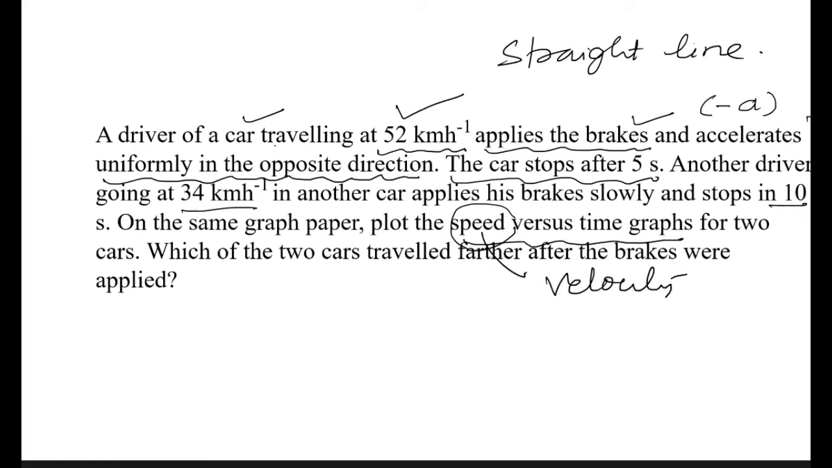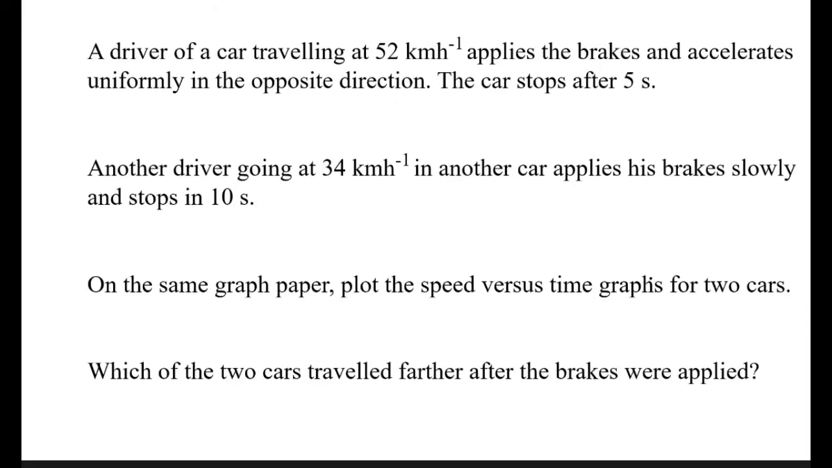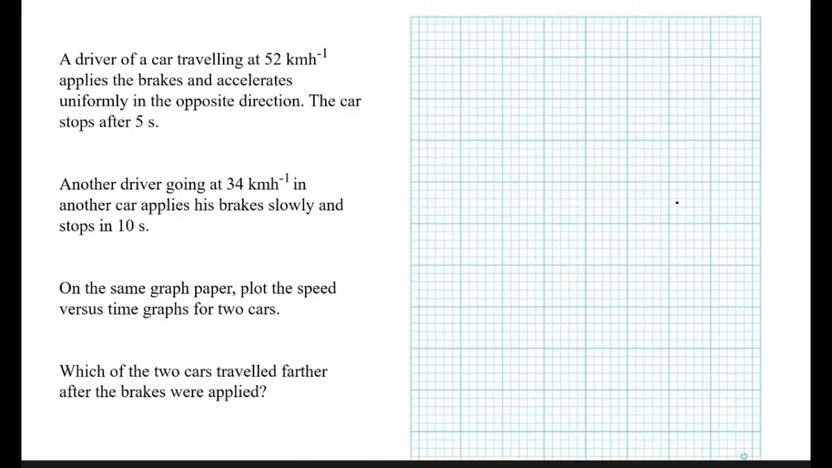So let us split this entire question into different parts, right? The first one is a driver of a car traveling at 52 km per hour who applies a brake and then it stops after 5 seconds. The second driver is at 34 km per hour, and he stops after 10 seconds. We have to plot it on one graph. We'll take this entire matter onto one side, right, and then take the graph paper.